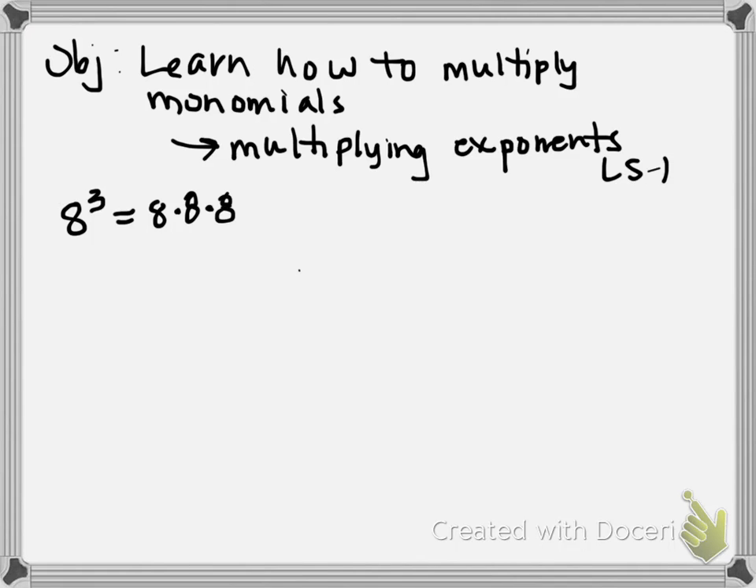No big deal. So the question then becomes, well, what if I take 8 cubed and I want to multiply it by 8 squared? Well, I can break it down because I know what 8 cubed means. You guys just told me that was 8 times 8 times 8. But what's 8 squared mean? 8 times 8. So how many 8s do I actually have?